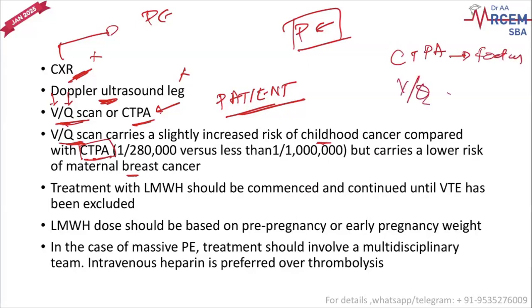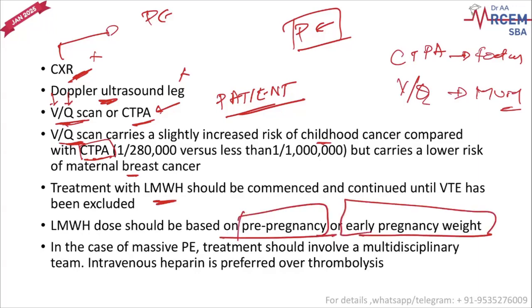So basically, CTPA, if you get it done, is good for the fetus. VQ scan, if you get it done, is good for the mom. The call will be taken by the mom, the patient who is there. She will take a call on which scan she wants to go with. The option will be given after explaining the risk factors involved. Treatment is again low molecular weight heparin. The dosing is according to the weight, and the weight you calculate for is the pre-pregnancy weight or early pregnancy weight.